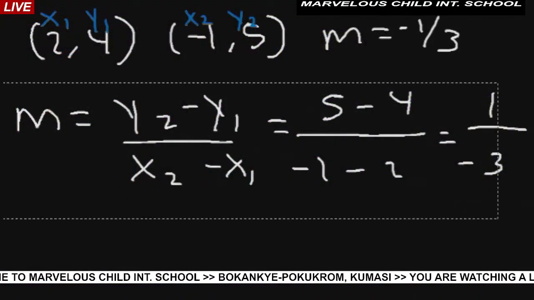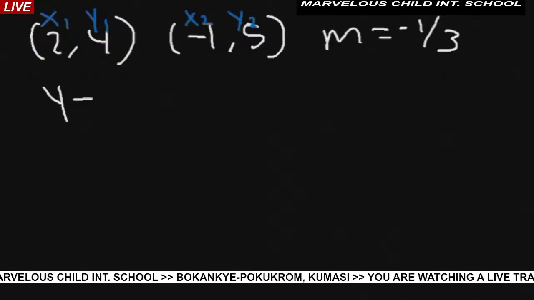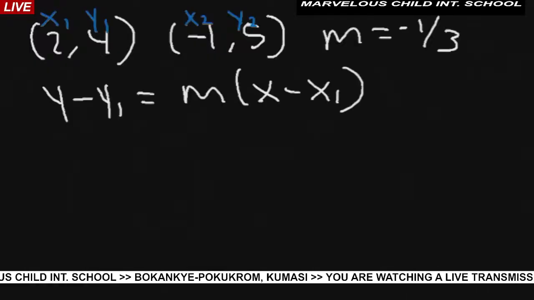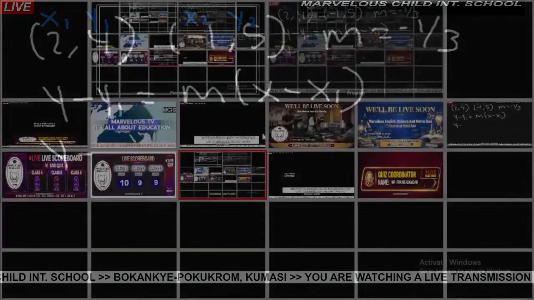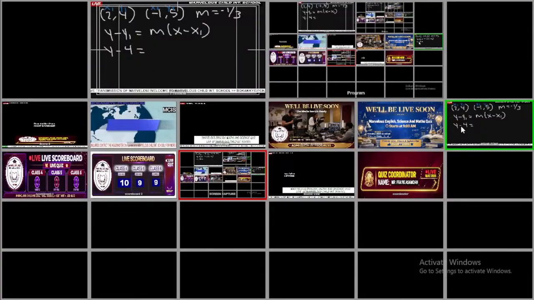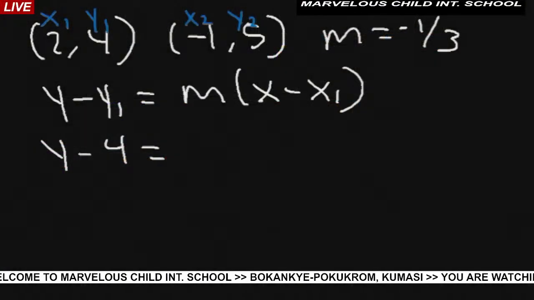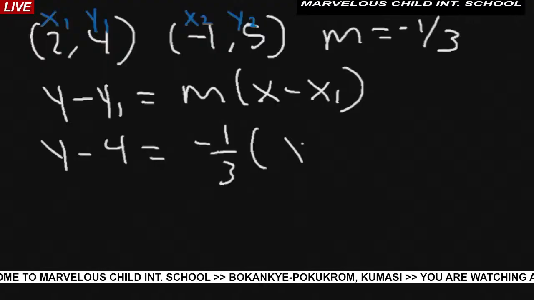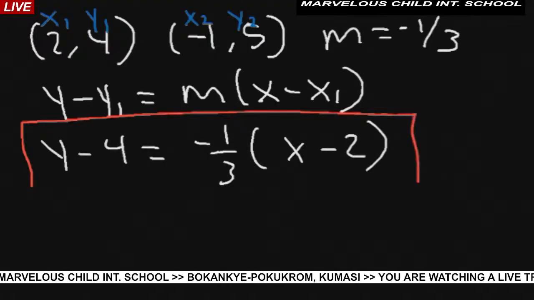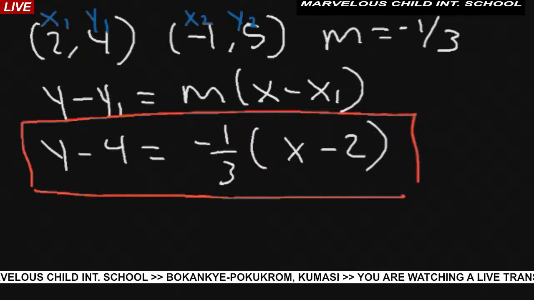So now let's write the equation of the line first in point-slope form. y minus y1 is equal to m times x minus x1. I'm going to use (2, 4). So y1 is 4, m is negative 1/3, and x1 is 2. So this is the answer in point-slope form.